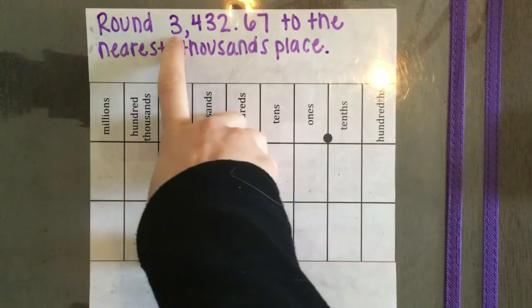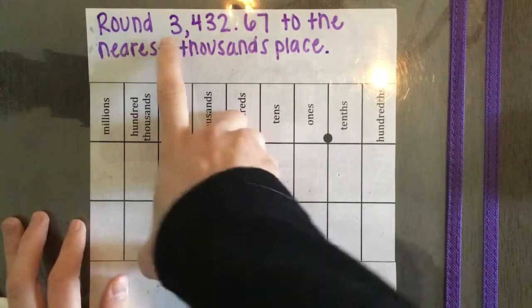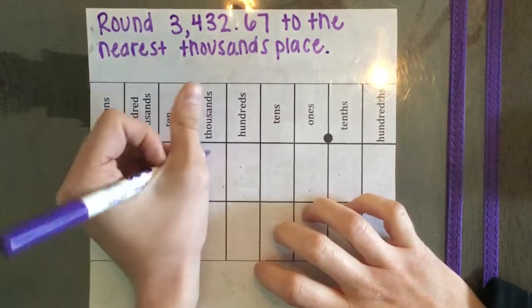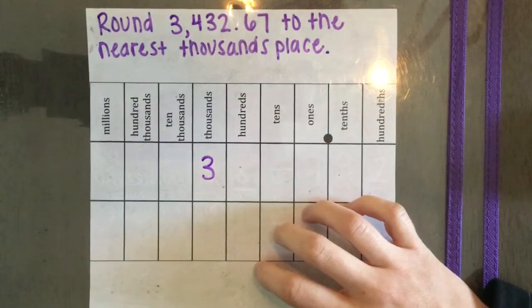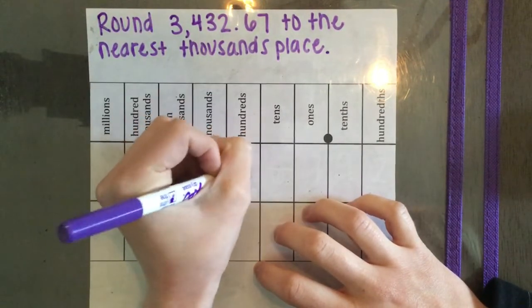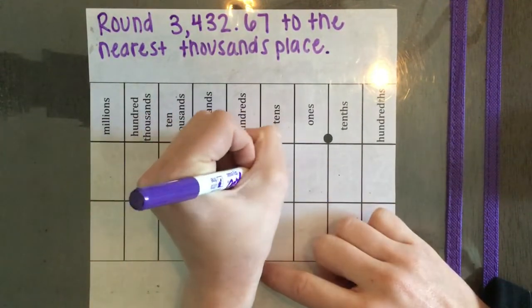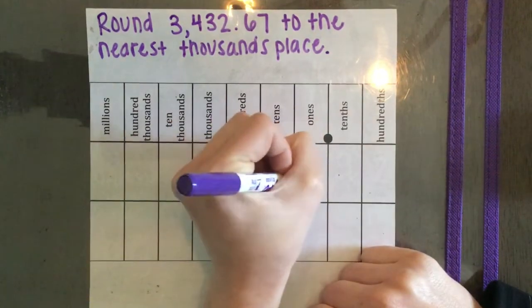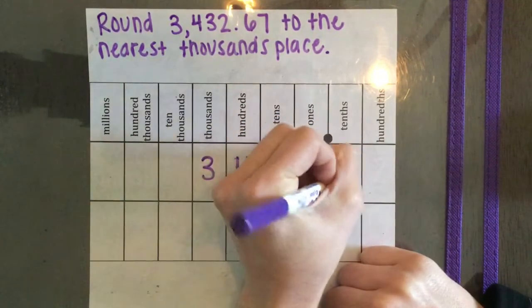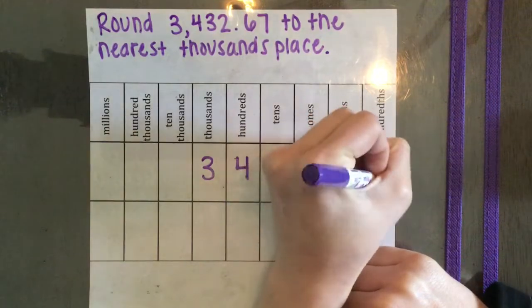Okay, and I'm going to start with my biggest number. I have a 3. Okay, and I know that my 3 is in the thousands place. I have a 4 in the hundreds place, a 3 in the tens, a 2 in the ones, a 6 in the tenths, and a 7 in the hundredths.